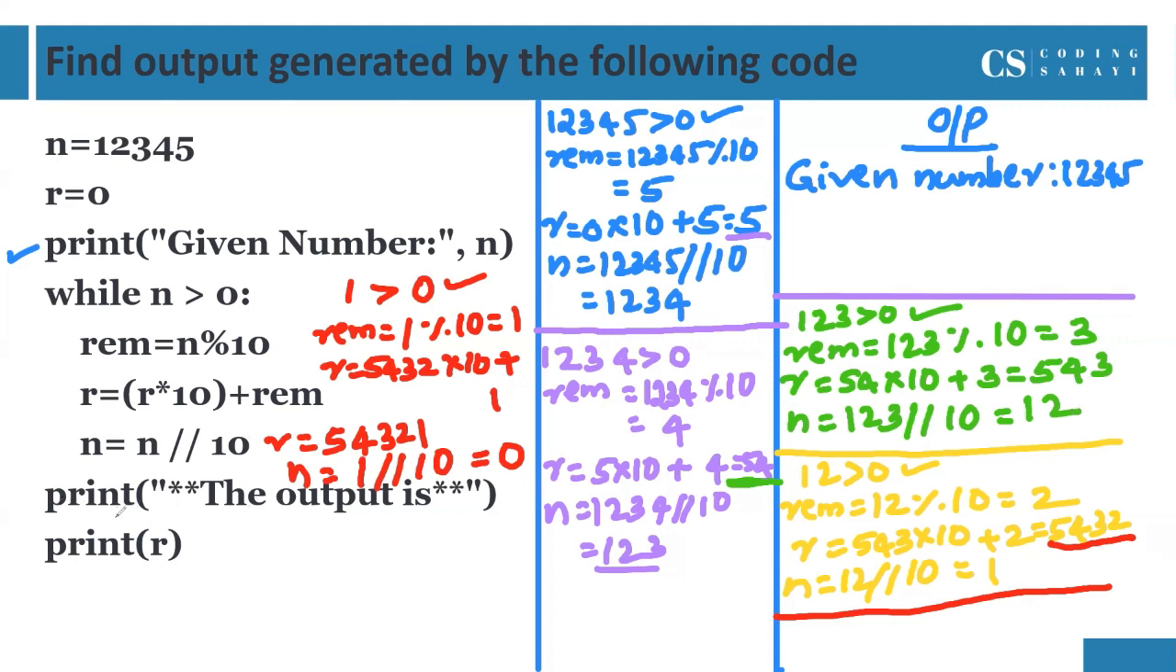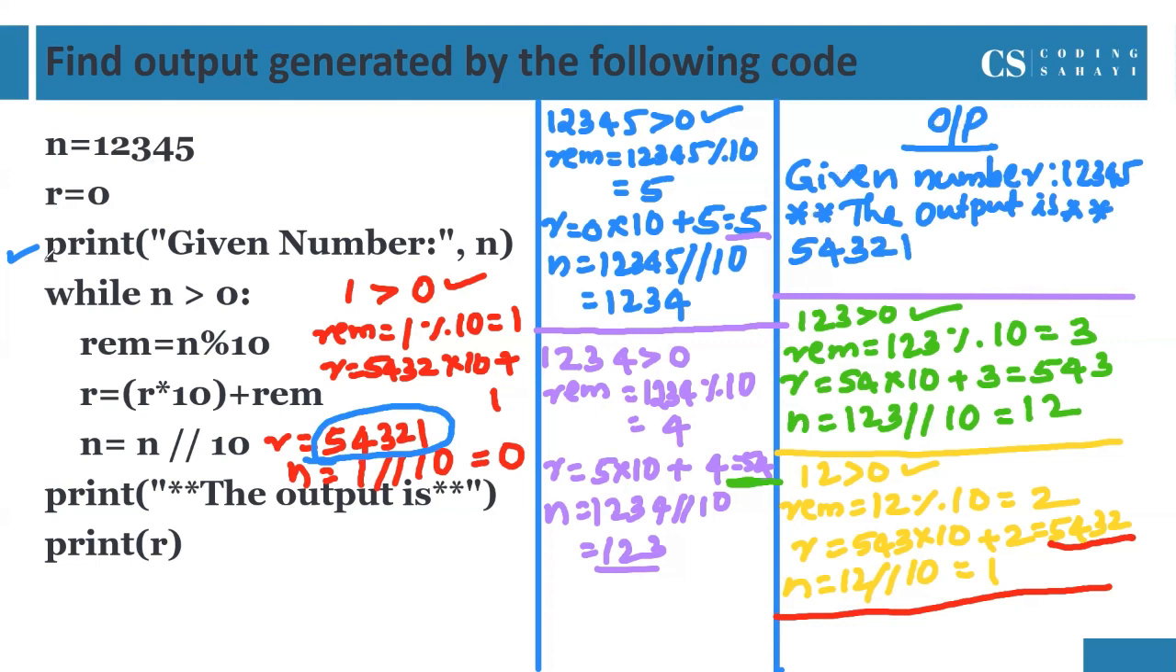So here you can see a statement. Print the output is. Okay, so here it must be printed like this. That is star star the output is. Then again we have double star, so that must be printed. Then we have in the next line print R. What is the last value of R? The last value of R is 54321. So you need to print here 54321. So this is the output for this program.